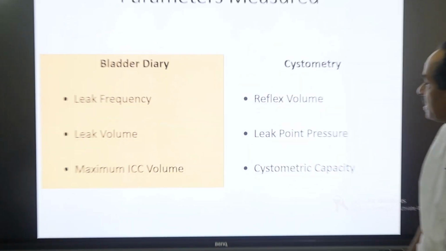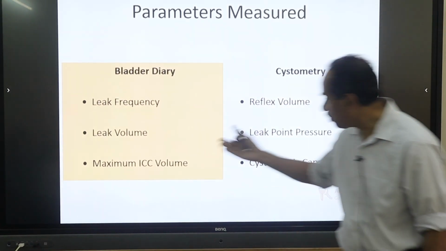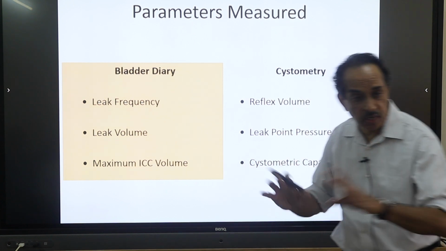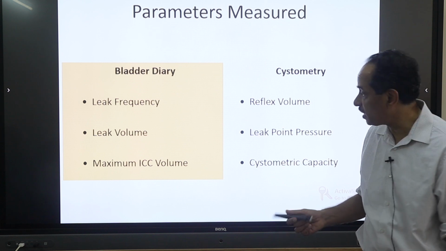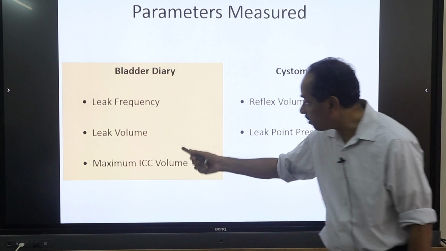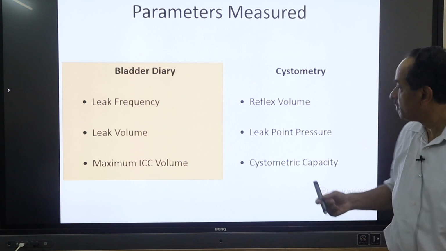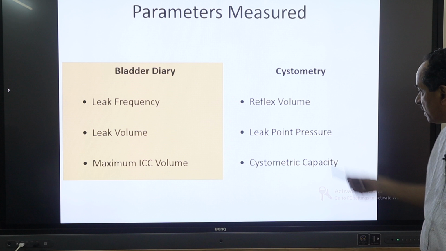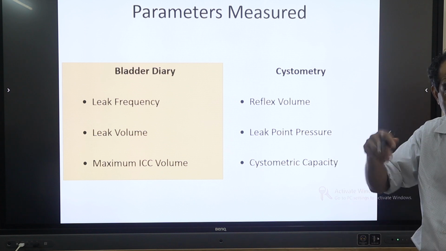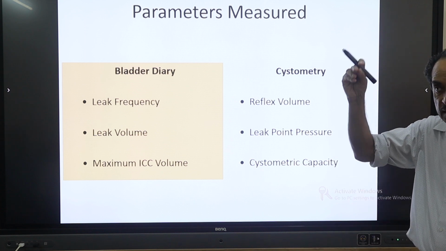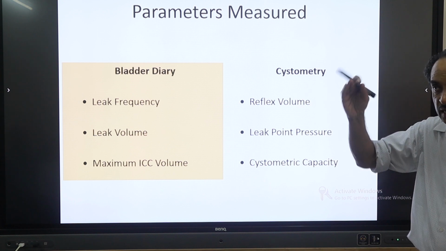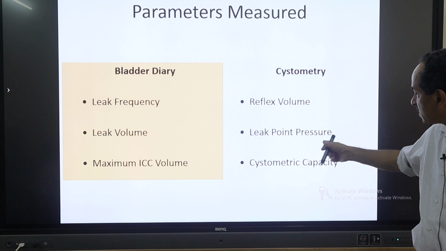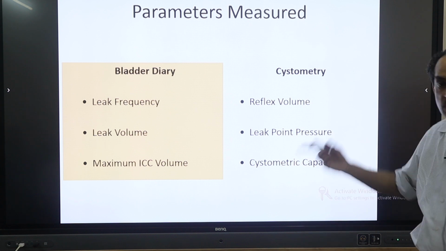The parameters measured are the leak frequencies, leak volumes, and maximum ICC volume. They will tell us approximately the bladder capacity, how much the bladder can hold. Leak volume, and when does it happen? Cystometry will tell us the reflex volume. When did the first bladder contraction appear? And then we will also see the leak point pressure. At some particular point the bladder has leaked. When it leaks, of course, the pressure will drop because the water has come out. And what is the leak point pressure? Then the capacity of the bladder.